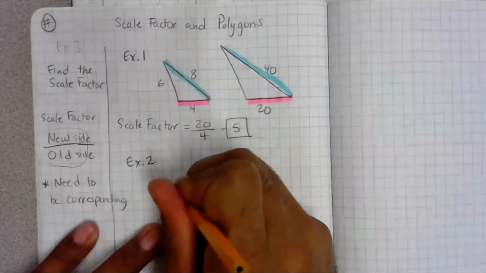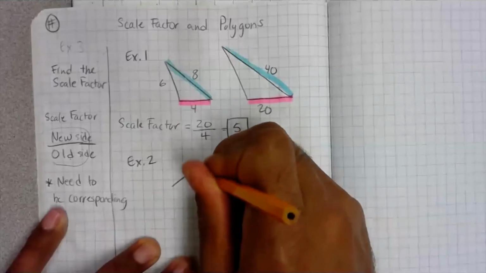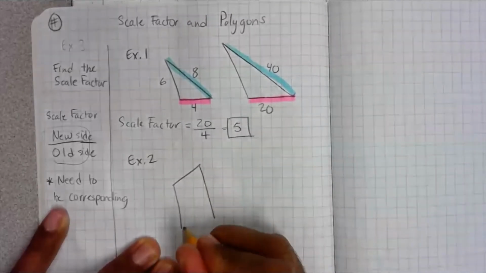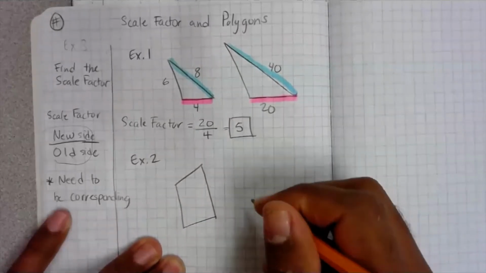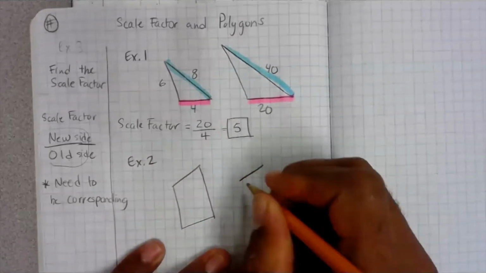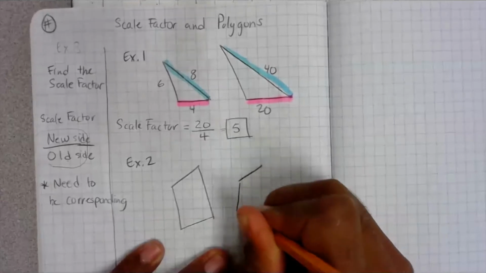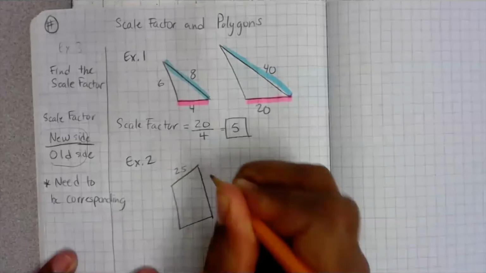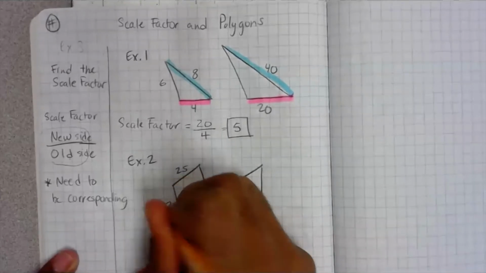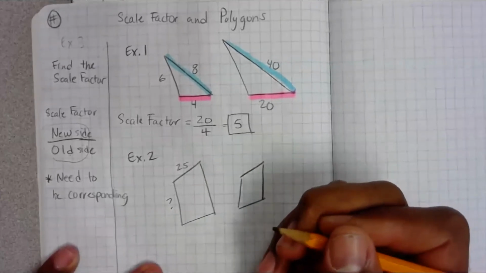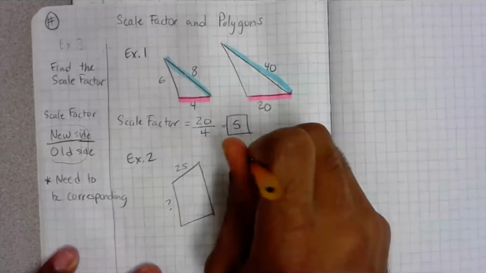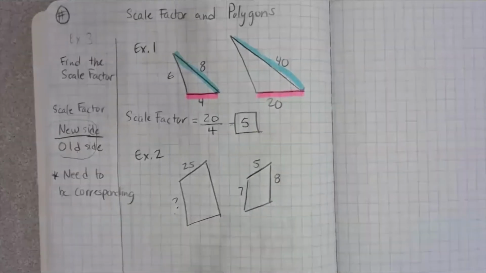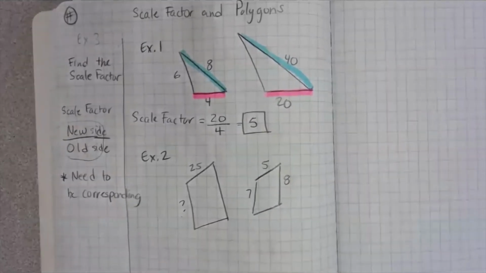Okay, another example. Let's say I've got a shape that looks kind of like this. Again, I'm going to do my best to draw this thing. So here we're going to have 25, and that's the missing side there. And then 7 and 8. So we're going to be looking for that missing side. I'll give you a second to copy that down.